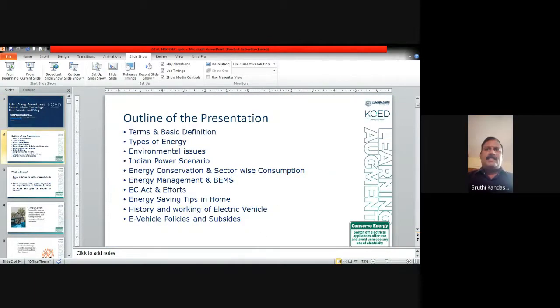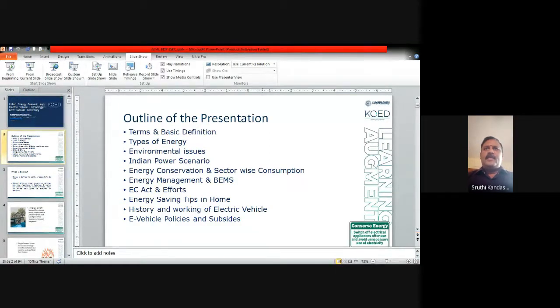Energy Conservation Act and efforts, energy saving tips at home, history and working of electric vehicles, e-vehicle policies and subsidies. All these topics we will discuss. You are all faculty members in various institutions, so you know very well what energy is and what the different types are. I just have to refresh very quickly, then we can go to e-vehicles and the scenario of the Indian e-vehicle sector.